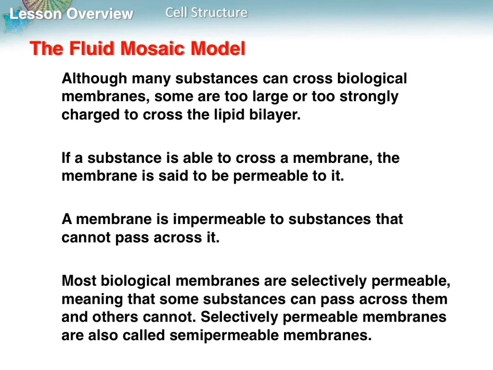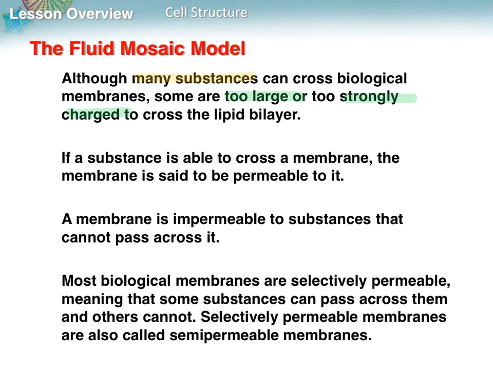Many substances can cross our membrane, things like water and oxygen and carbon dioxide, but some things are too large, or they have too strong of a charge. If things have a charge, like a positive ion or a negative ion, they cannot cross the lipid bilayer. So if a substance is able to cross the membrane, then we say the membrane is permeable to it, or it's impermeable for things that cannot.